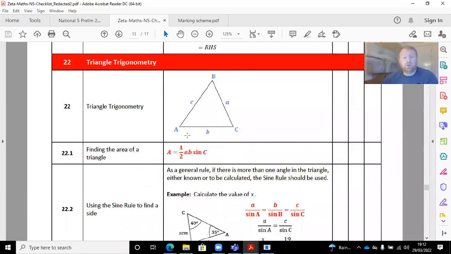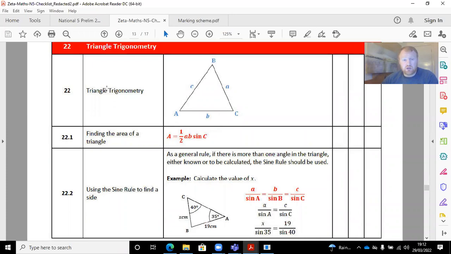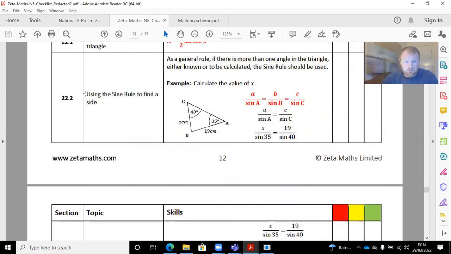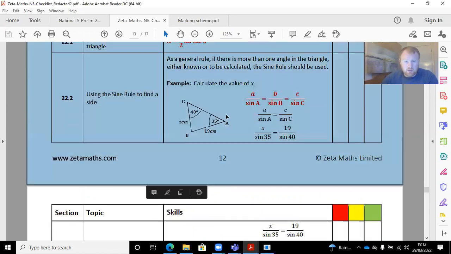So triangle trigonometry is quite a big section itself. Section 22, trigonometry. That first bit there just indicates your matching pairs. So if that's angle A, that's its matching pair. That's angle B, that's its matching pair. Angle C, that's its matching pair. That's all that's shown there. And that's the rule that we used to find a missing side.